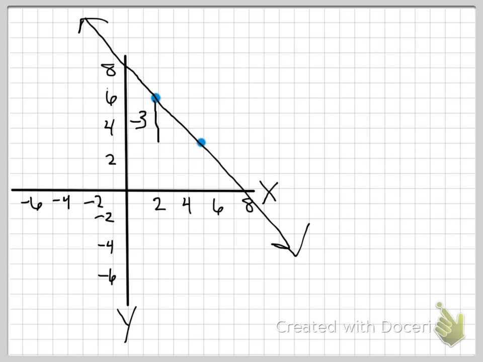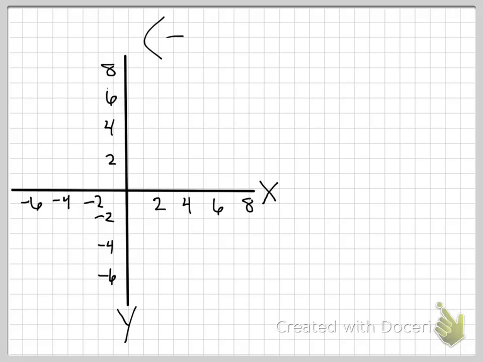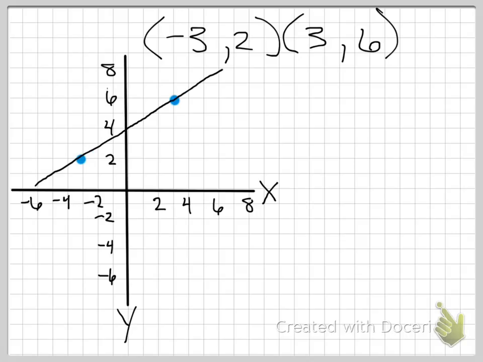Now, what if I gave you the coordinates negative 3 and 2 and 3 and 6, okay? And I said draw a graph of the line that passes through these points and then give me the slope. Well, remember, you want to use your x and y coordinates to plot the points, so negative 3, up 2, and then right 3, up 6. Draw your line. You know, because the line is slanting up and to the right, that it's a positive slope.